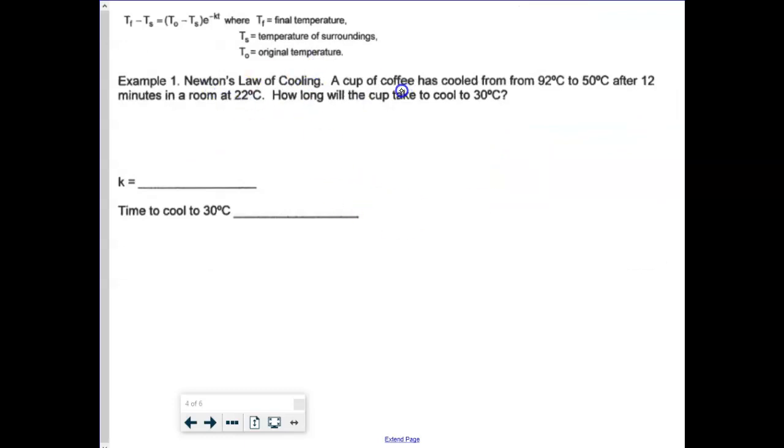All right. So this one, we have, well, look at there, Mrs. Bruzo's coffee cup. It cooled from 92 degrees Celsius to 50 degrees Celsius. So this is my initial temperature. The 50 degrees Celsius is my final temperature, but for part one of my problem, okay? And then it says 12 minutes, so right there is your time. And then the room itself is 22 degrees Celsius, so this is the temperature of your surroundings or the temperature of your medium.